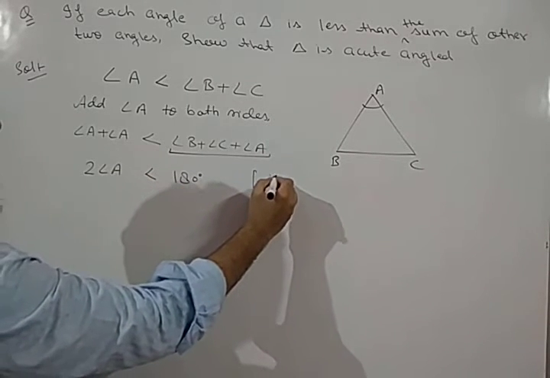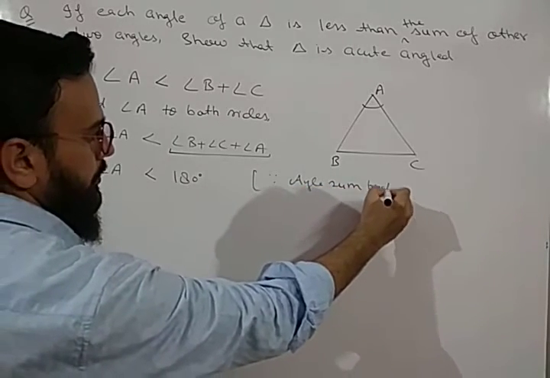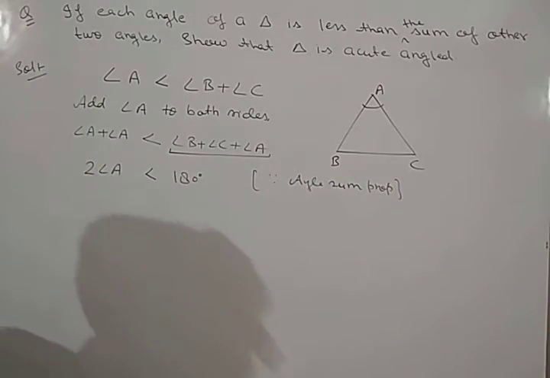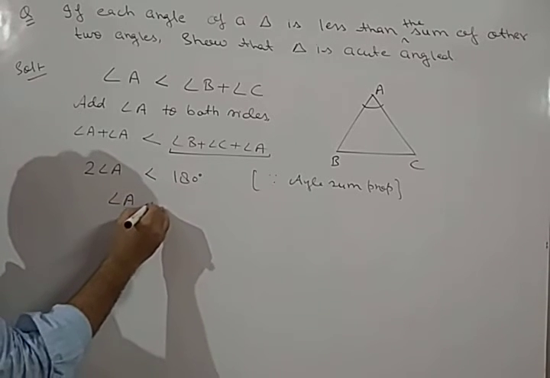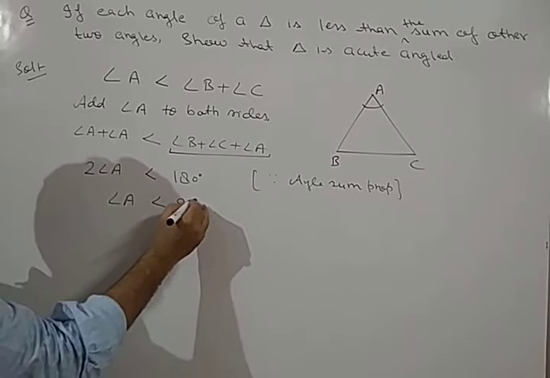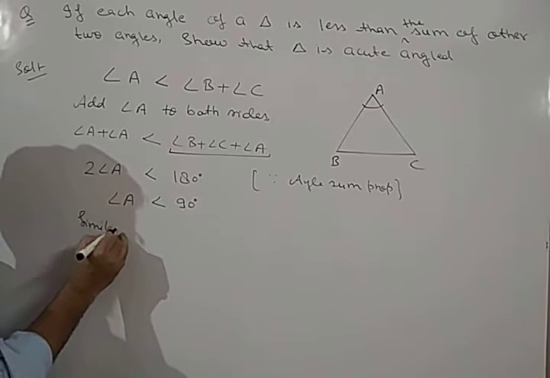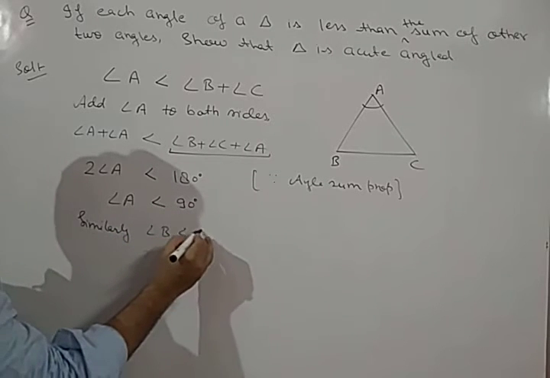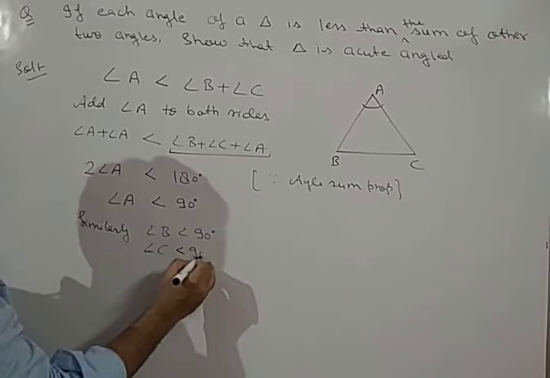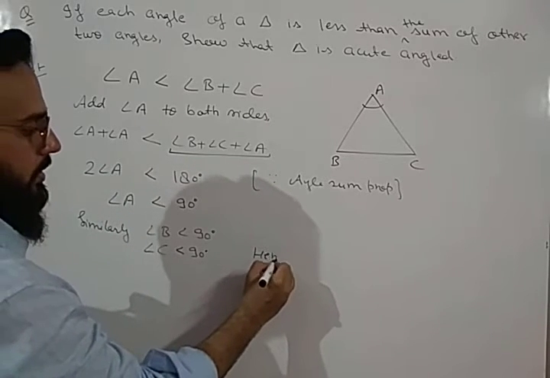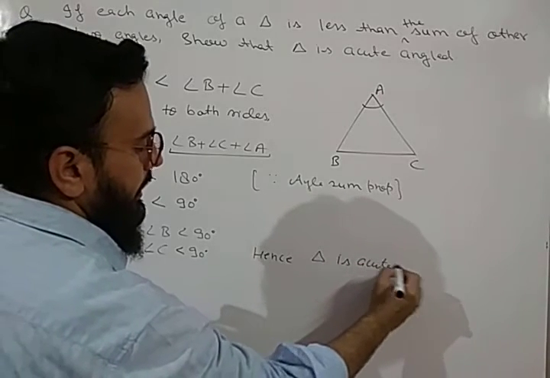You will write here by angle sum property. So its value will be less than 180 degree. So if we divide this side, we will get angle A is less than 90 degree. Similarly we can write angle B will be less than 90 degree and angle C will also be less than 90 degree. Hence we can say the triangle is acute angled triangle.